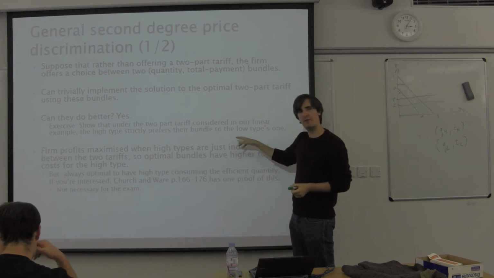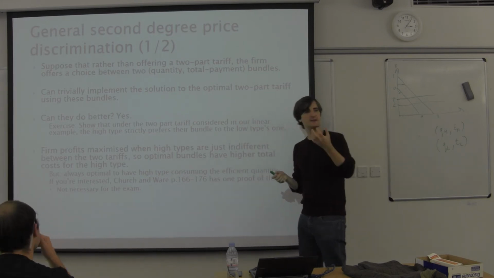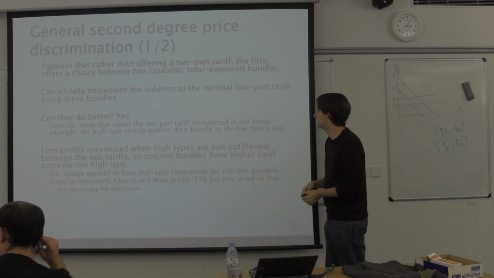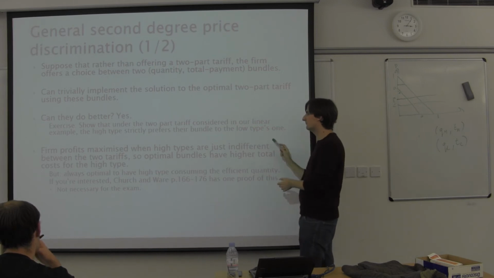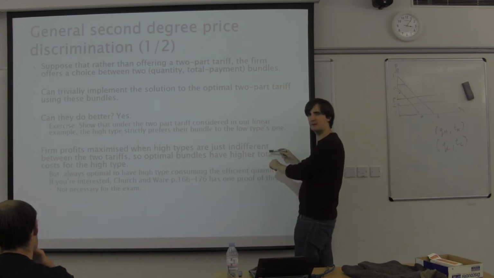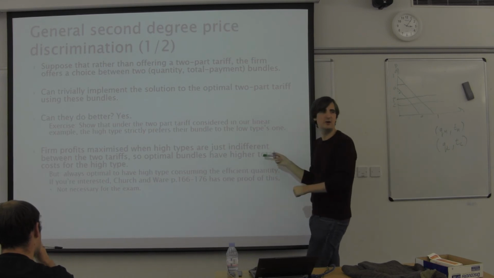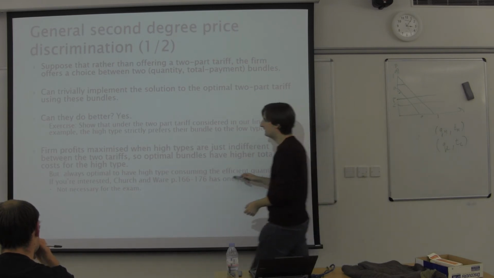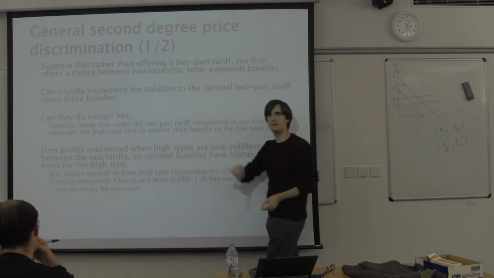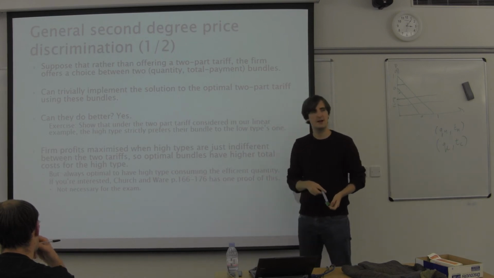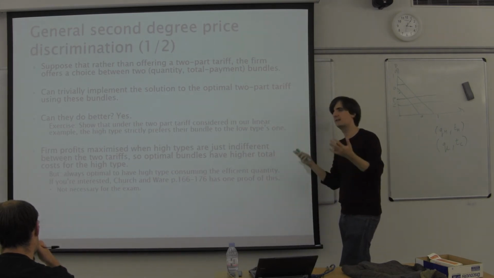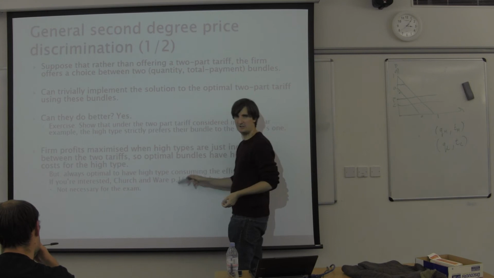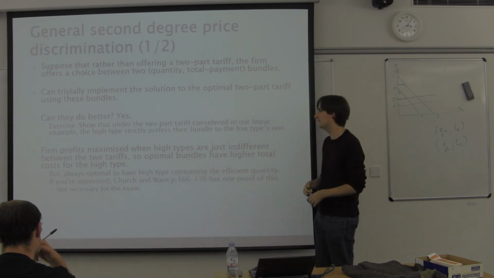And in general, the firm's profits are going to be maximised when the high value types are just indifferent between consuming their bundle and consuming the low value type's bundle. So it's kind of unsurprising: with optimal bundles, the high value type is going to pay higher total costs than the low value type. And in fact, it turns out that it's always optimal to have the high value types consuming the efficient quantity, so the quantity they consume under perfect competition. And the Church and Ware chapter I handed out has a nice graphical proof of it.